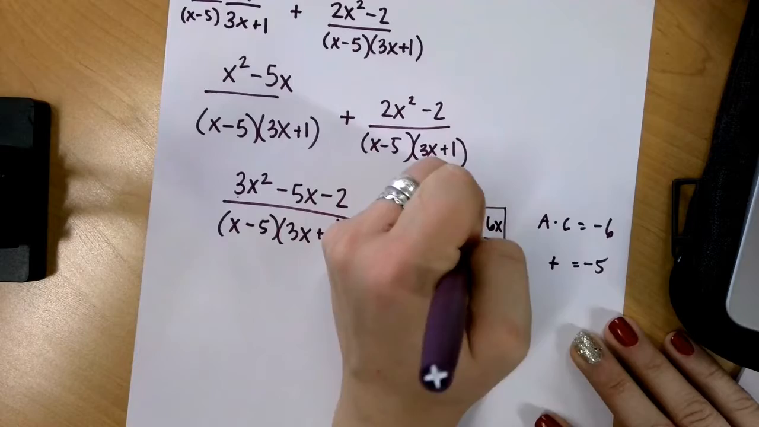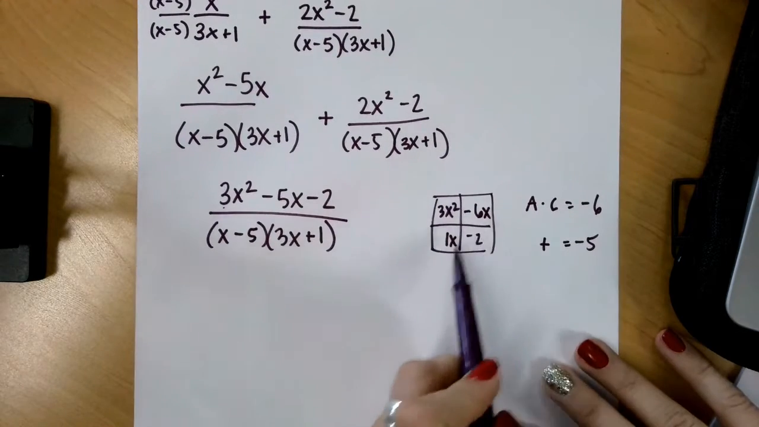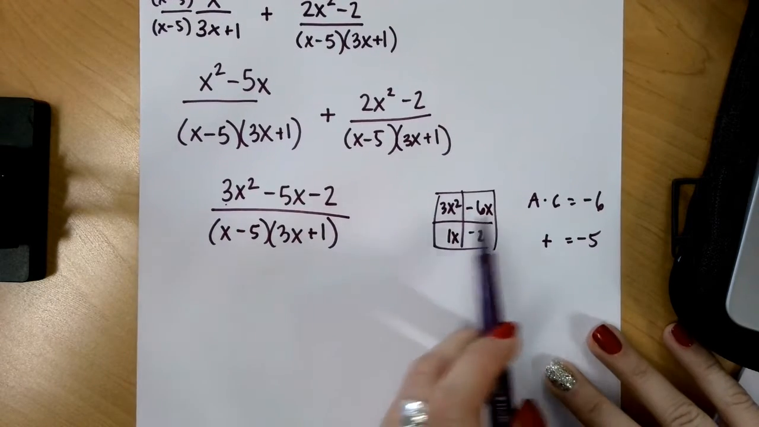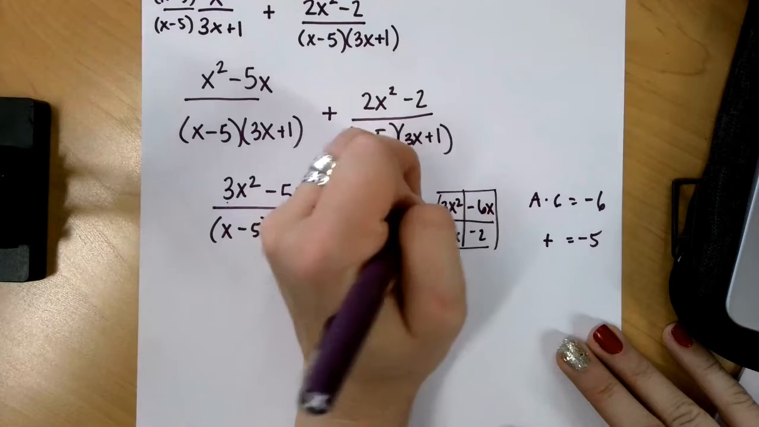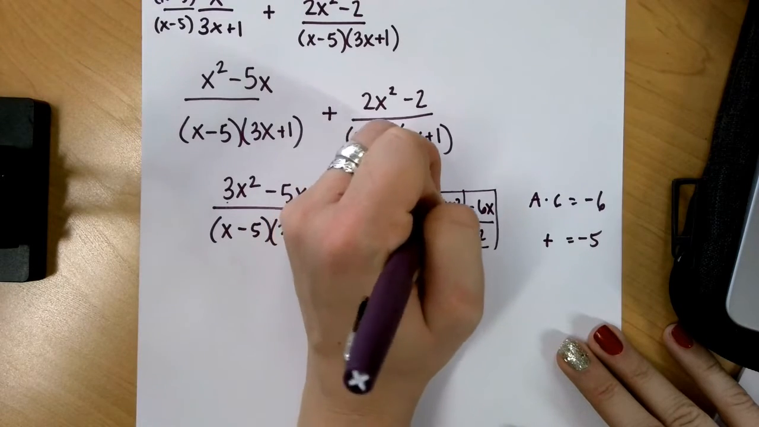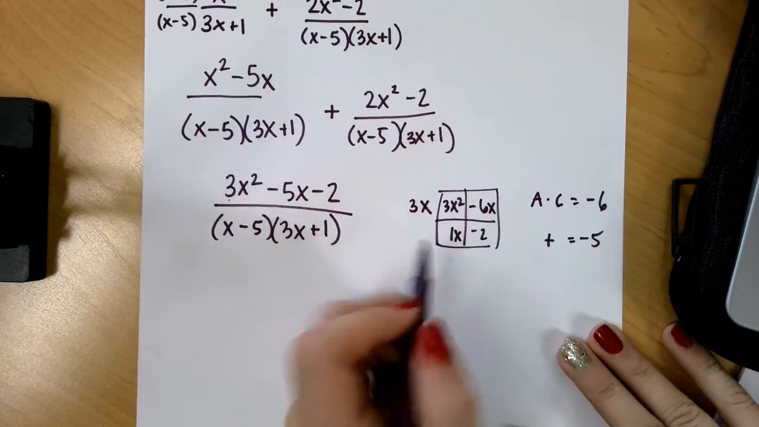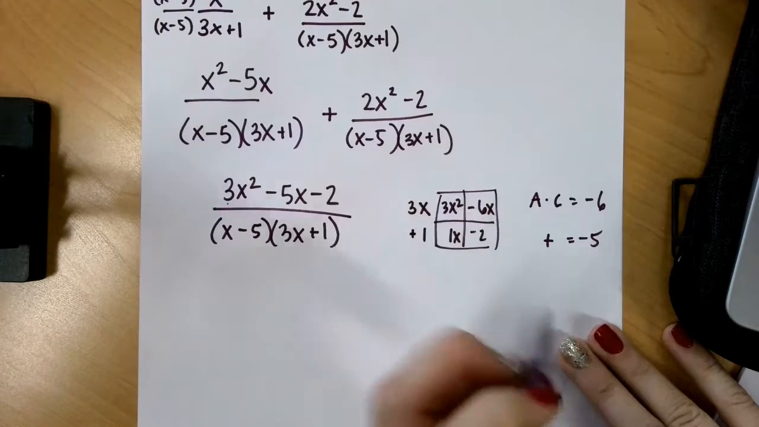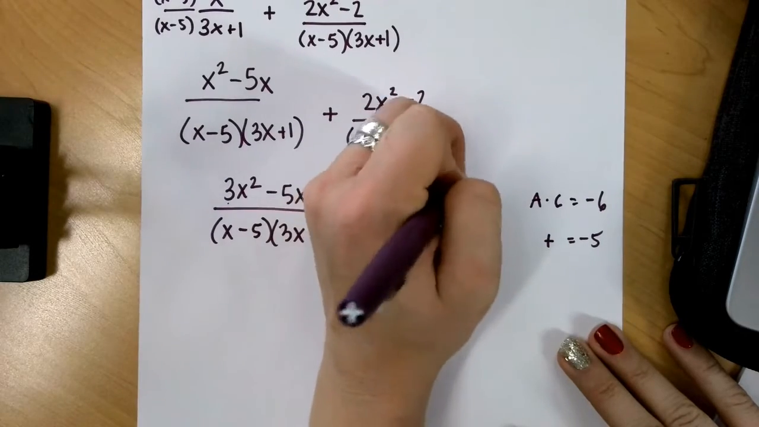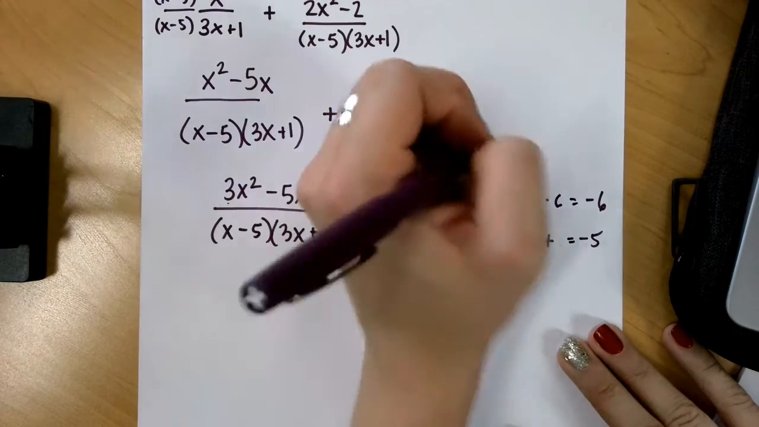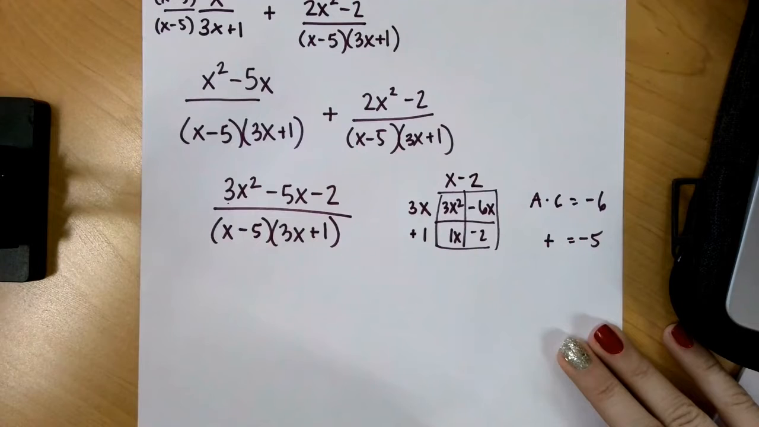Put my x's in there. Do not forget your x's. I'm seeing a lot of people forget those. Okay, now let's find what's in common. So I have 3x here, got +1 here. I've got x here and -2 here.